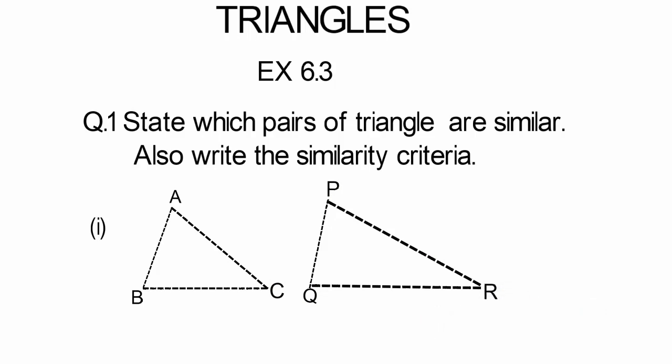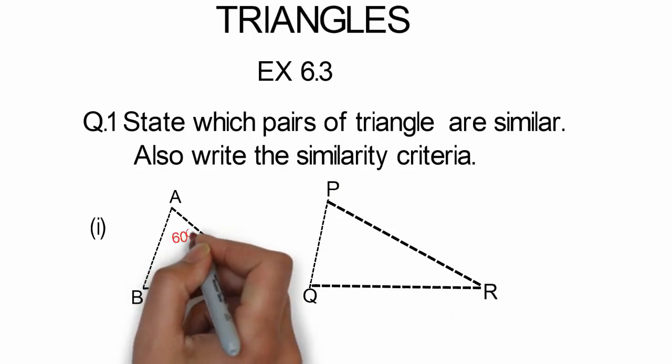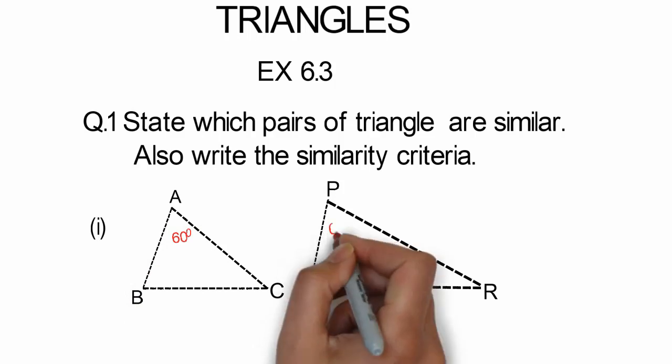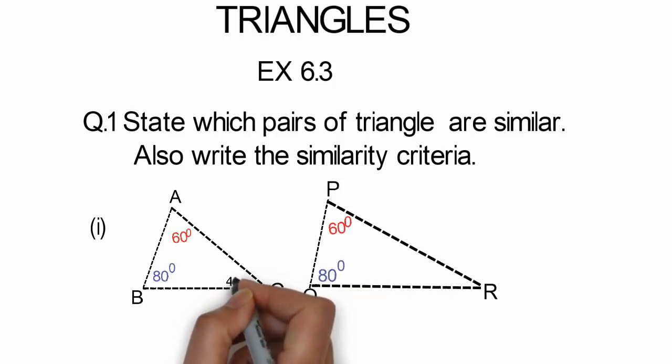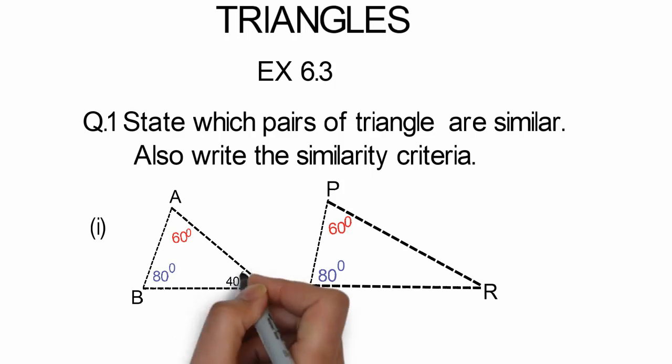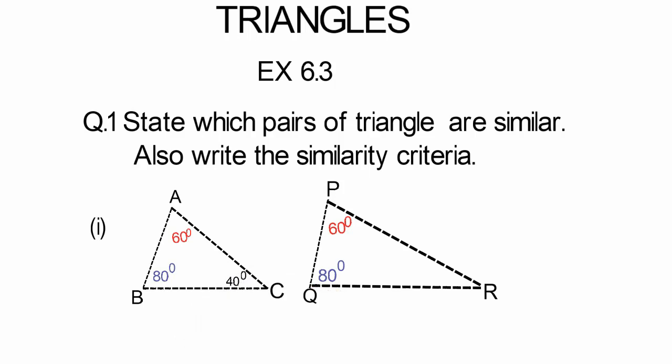Here the measurement of angle A is given as 60 degrees. In the other triangle, angle P is equal to 60 degrees. In the first, angle B is 80 degrees. In the second triangle, angle Q is 80 degrees. Again in the first, angle C is 40 degrees, and in the second triangle, angle R is 40 degrees. So let us do the solution.